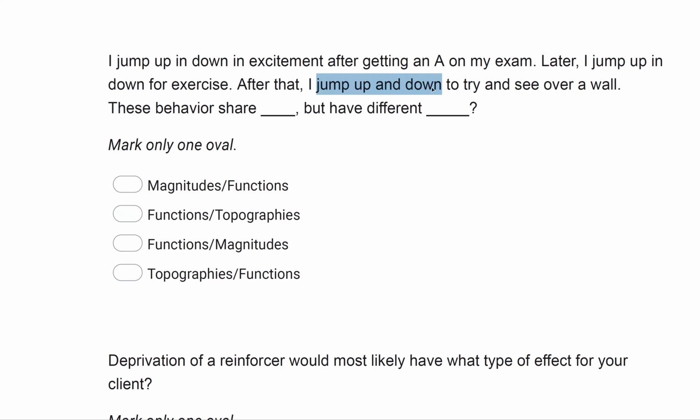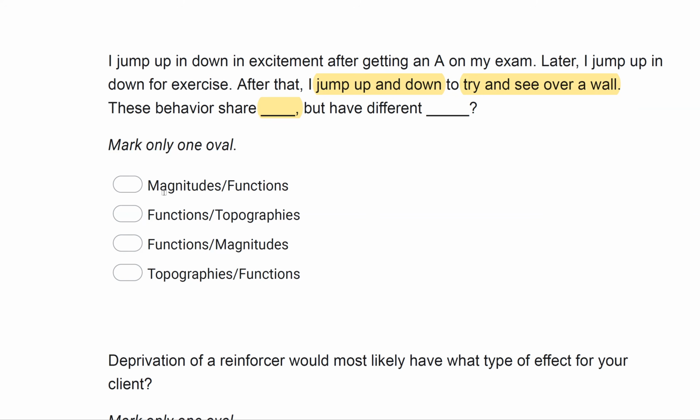Then you jump up and down again to try and see over a wall. So again, topography, the same, reason is different. And that's very common to have behaviors that share topography with different functions. It's why we don't define behavior by the topography, and it's why it's so important to identify function for this reason here. So what do all these behaviors share?